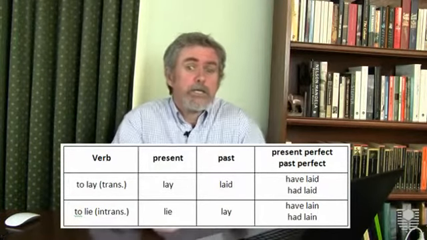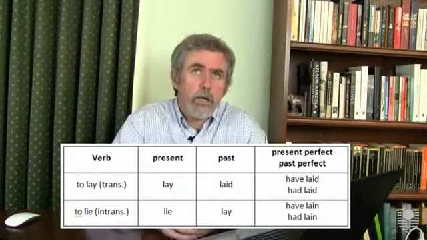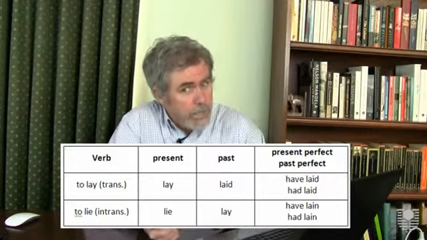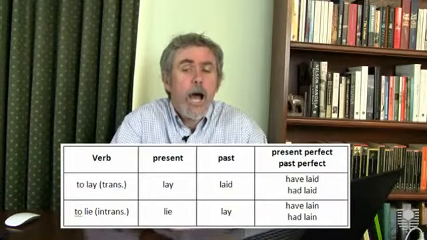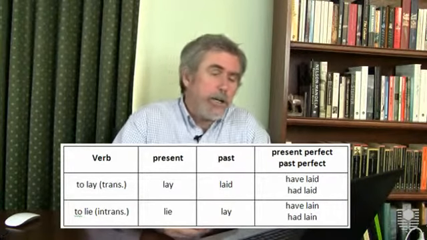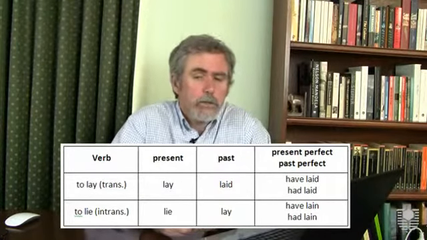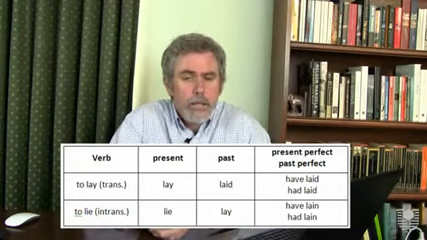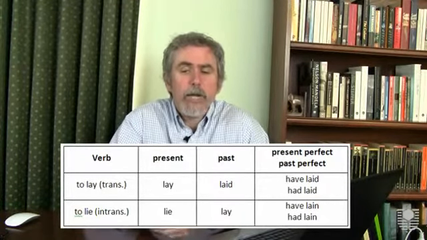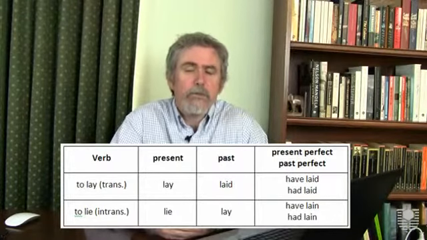Now, by contrast, the simple past tense of lie, confusingly, is lay. In other words, I lie down every day at 5 o'clock for a sleep. In the past tense, he lay down and wept. He lay down, in other words, in the past.